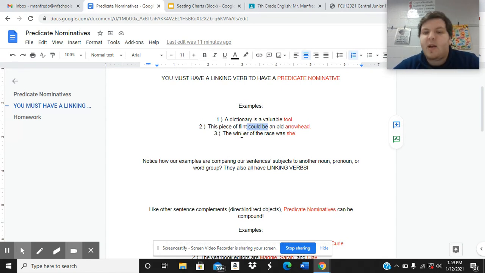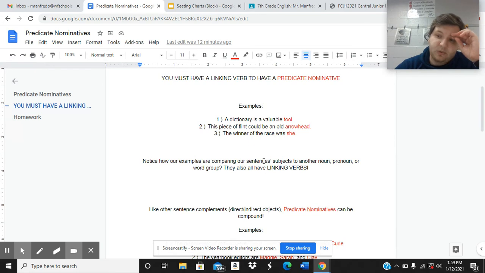Number three, the winner of the race was she. As weird as that sentence sounds coming out of my mouth, that is the grammatically correct way to state it. So let's find our linking verb. It's right here in was, and we're saying what was she? We're saying the subject winner was she. So the winner was she. And since she is a pronoun, obviously that is a nominative.